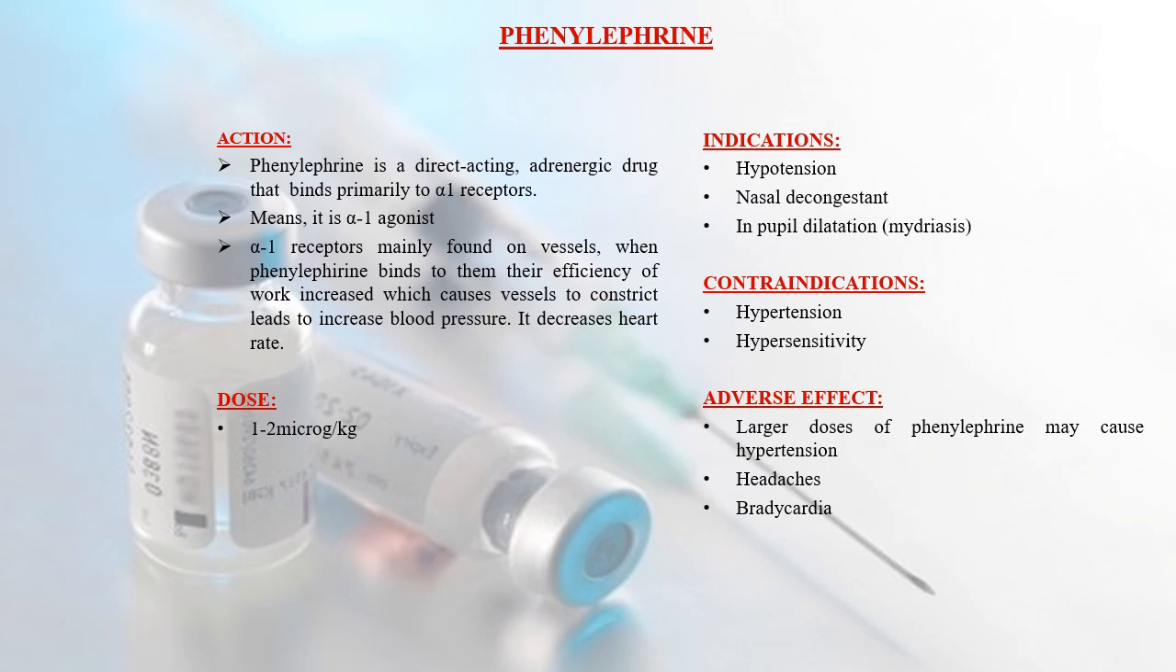Dosage of phenylephrine is 1 to 2 microgram per kg. Indications of phenylephrine: hypotensive patient, used as a nasal decongestant in sinusitis, rhinitis. It is also used in the pupil dilatation condition called mydriasis. Contraindications of phenylephrine are hypertension and hypersensitivity.